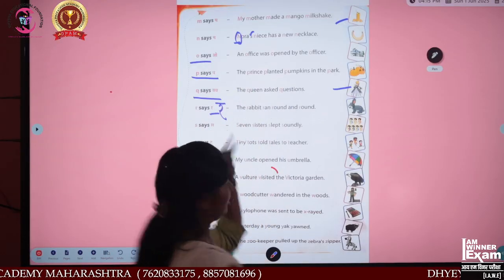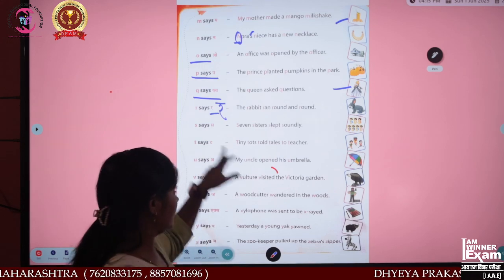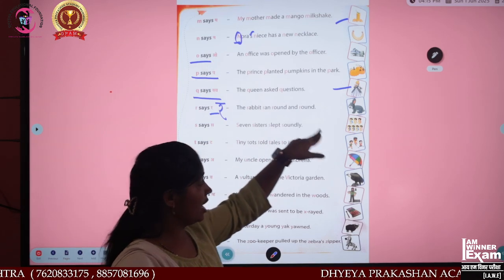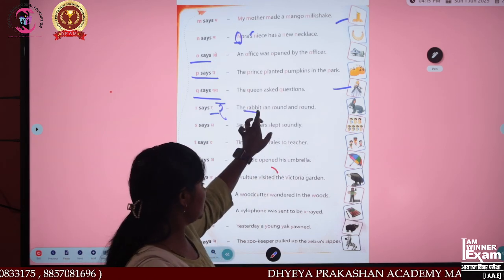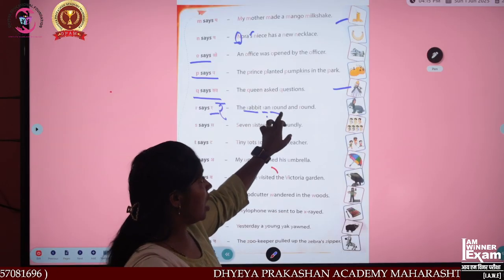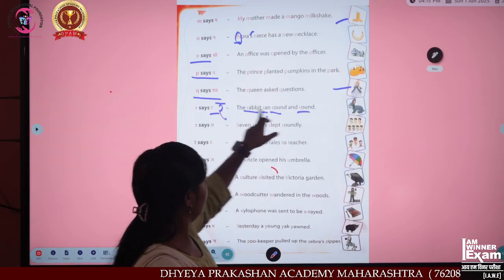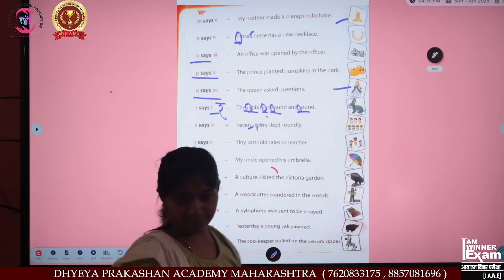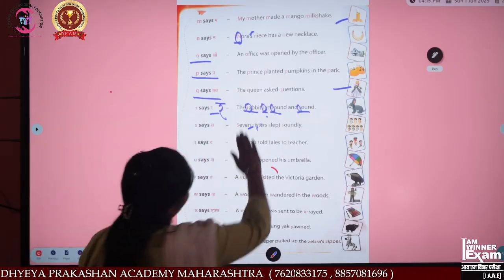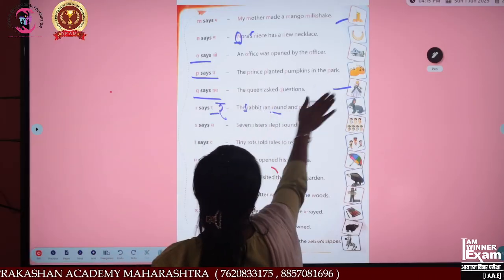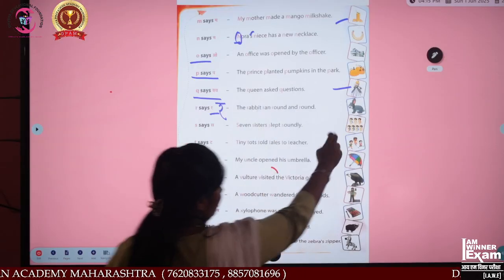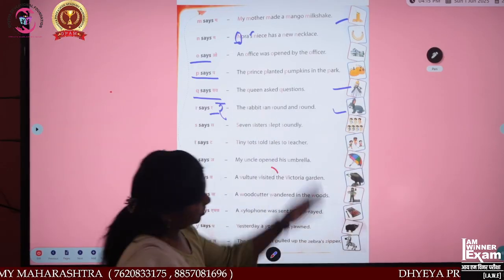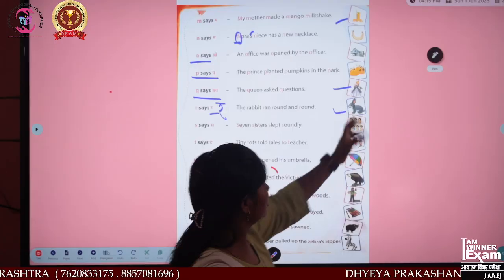The rabbit ran round and round. Rabbit, ran, round. In this word, R says R. Yes. This picture is rabbit.